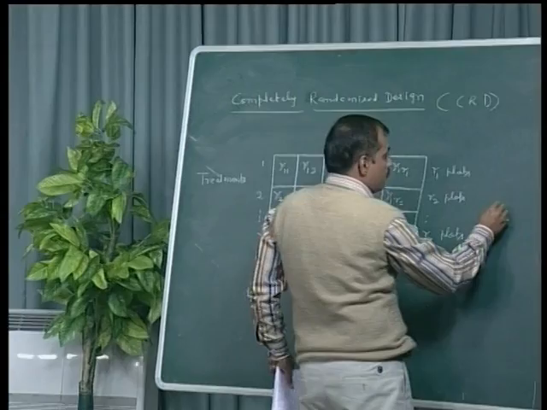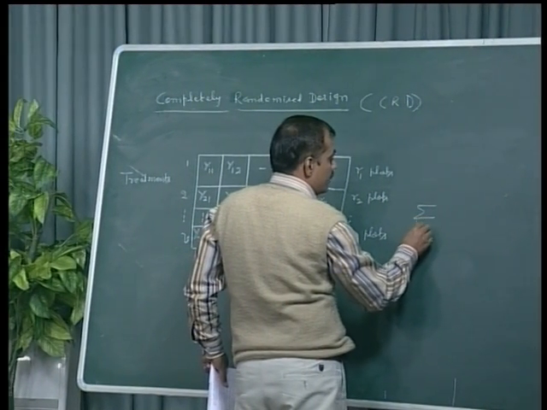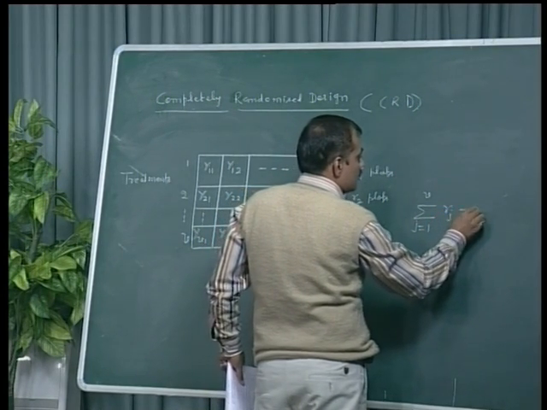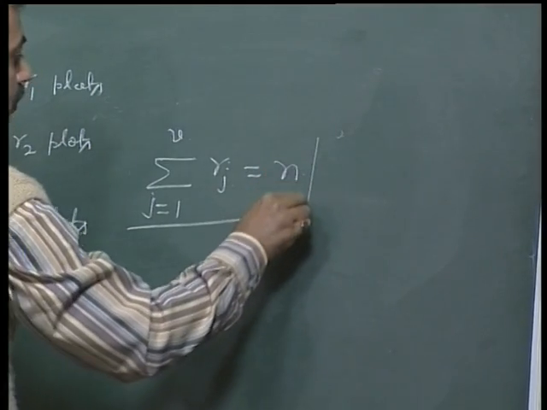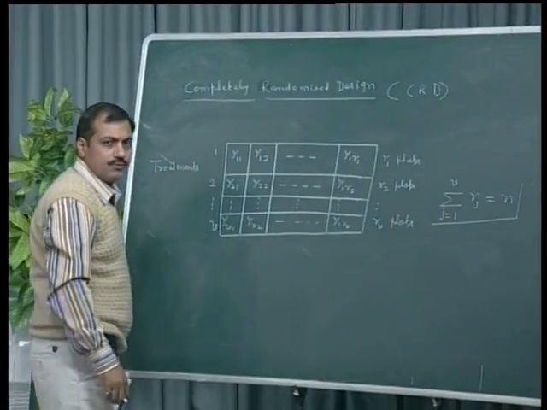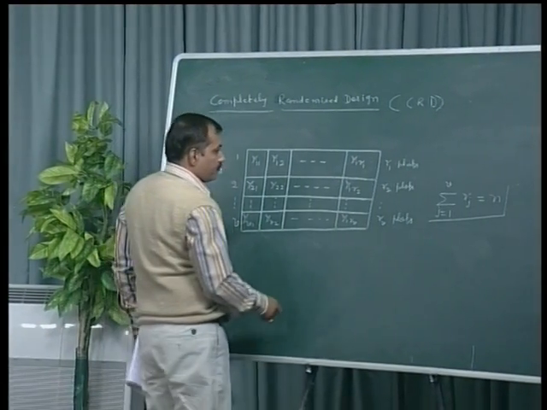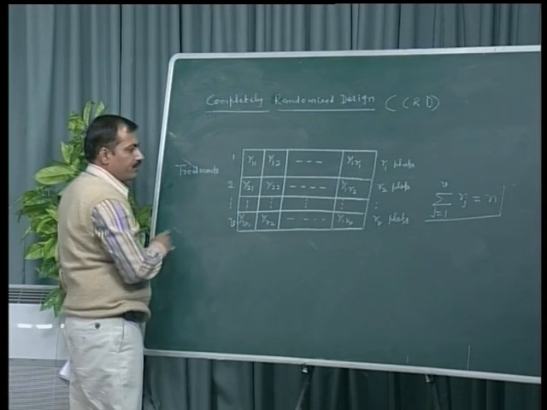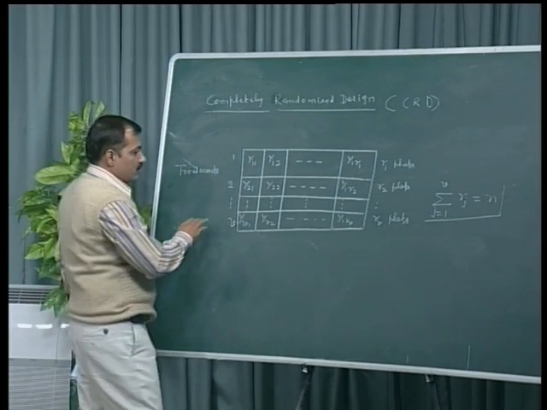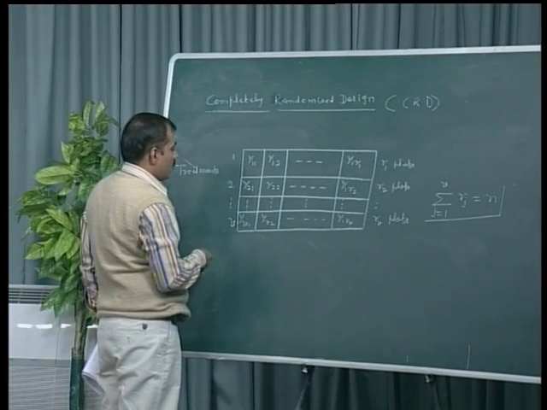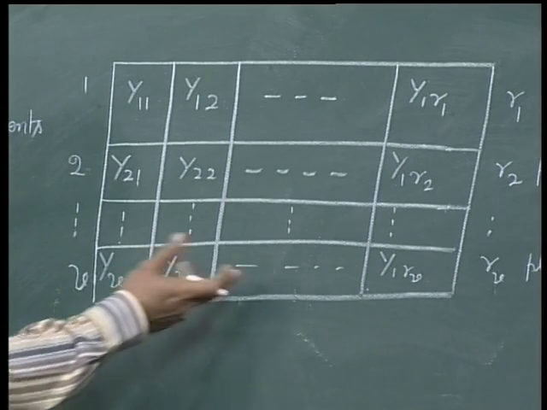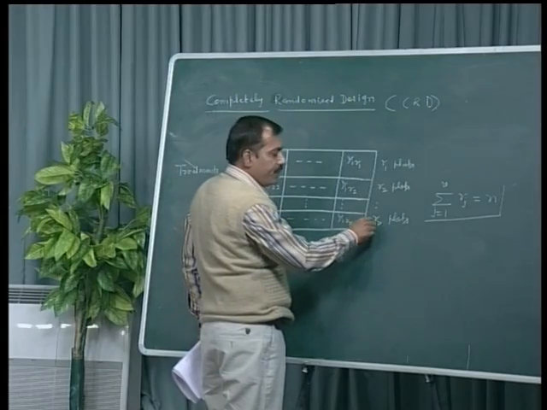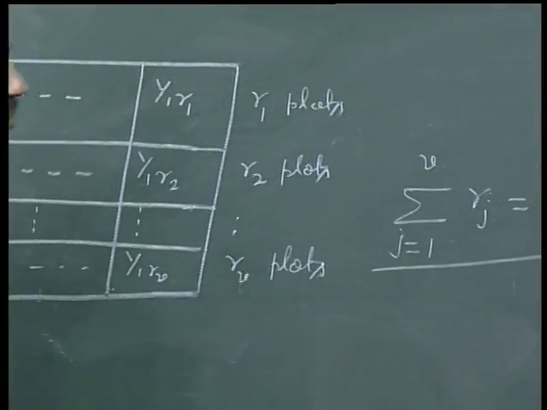And the sum of rj for j from 1 to v is n. In total there are n plots. We divide the n plots in such a way and allocate treatments from 1 to v. So this is how we allocate different treatments to n plots. Here r1, r2, and rv may be different, but the sum should be equal to n.